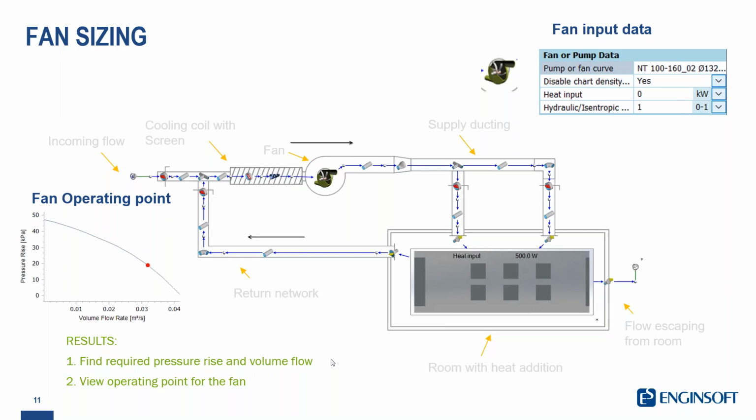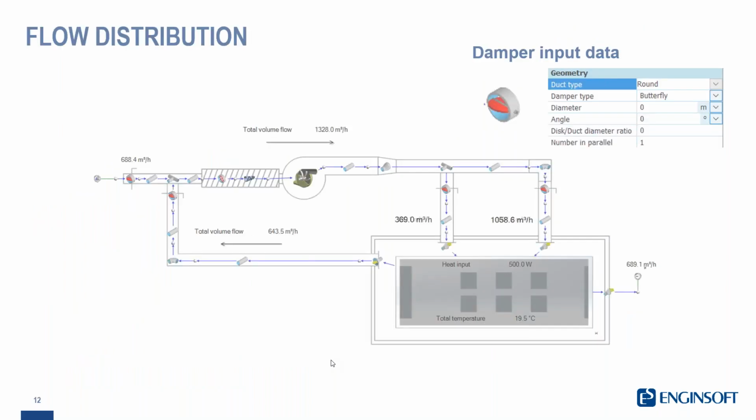Then you can also characterize the damper. So let's have a look at the detail that you need to simulate. You put a component which is a damper. You can set the type of the damper, for example, type butterfly, and in this case you have the possibility to set the diameter, the angle, and the diameter ratio. And so in this case, you have an automatic calculation of the free available area and also the pressure drop across the dampers.